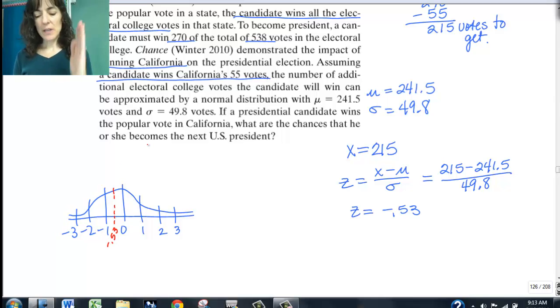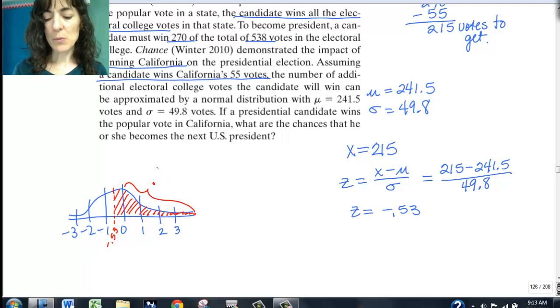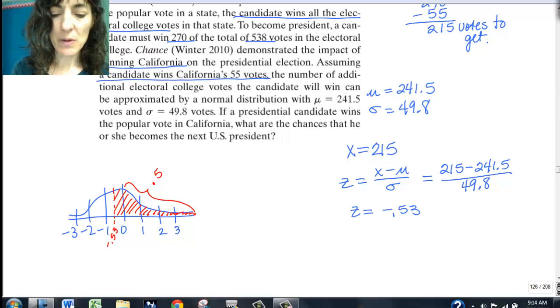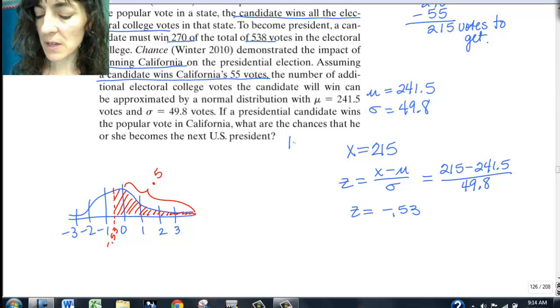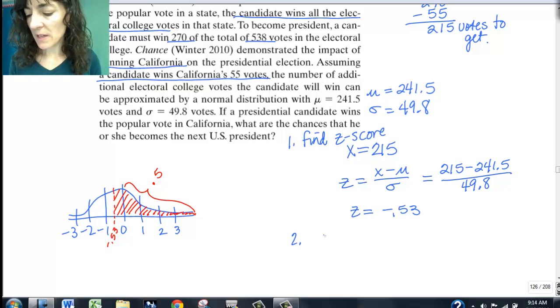And I want to get at least that many votes, so that means I can get more, and that would be fine, not a problem. So all the way to the right. I know the whole right-hand side is 0.5, so this was my first step, find the z. And then my second step is find the probability.